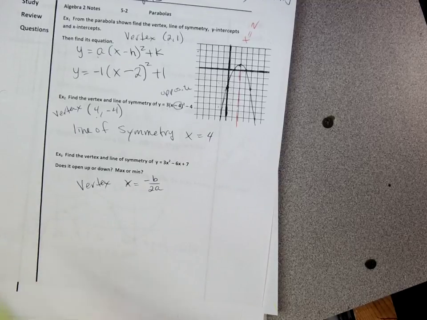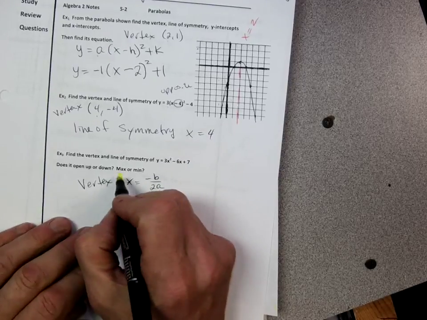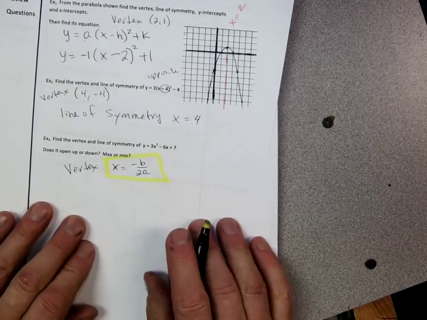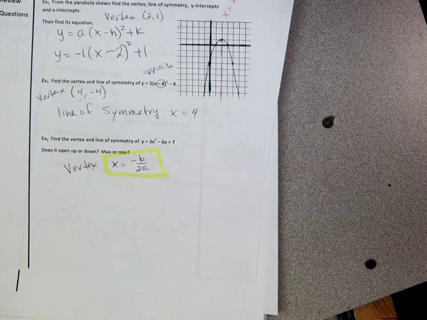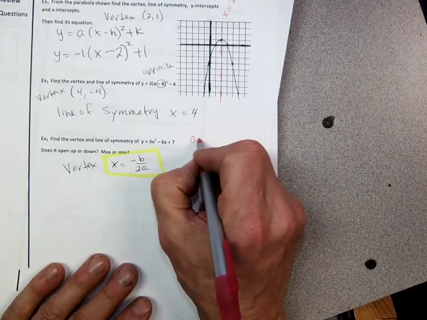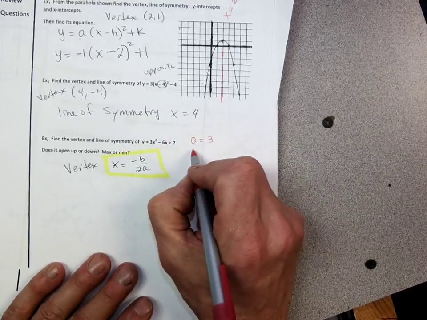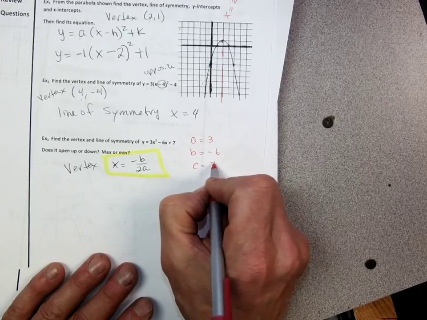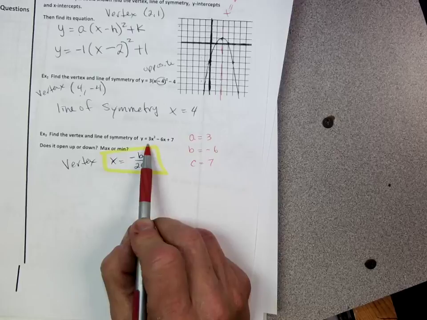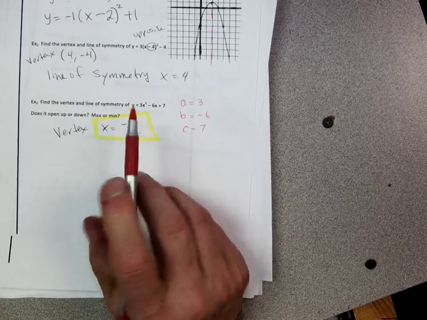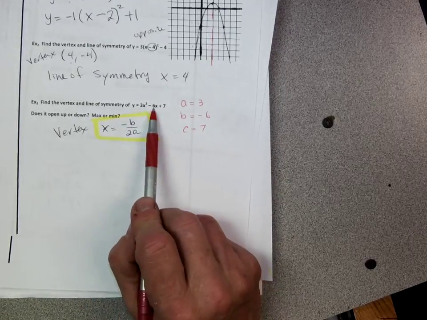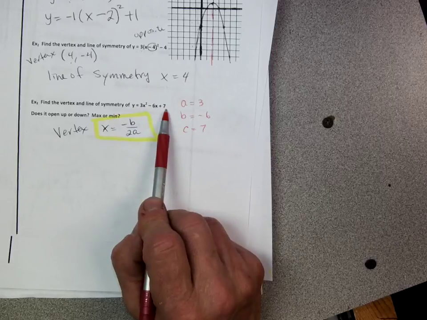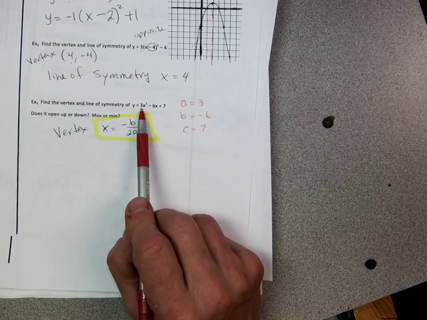In fact, that's an important enough formula. I'm going to highlight it, okay? So b and a, let's check it out. A is 3. B is negative 6, and c is 7. A is always the value in front of the x squared. B is always the value in front of the x, and c is the number by itself, okay? There's my a, b, and c.